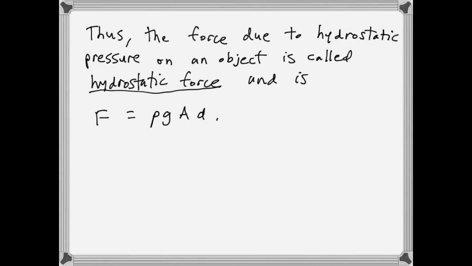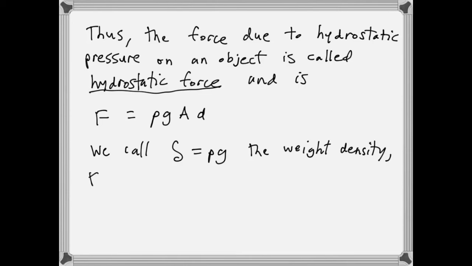Okay, now this rho g, we actually have a name for the product of those two things. We call it delta, a symbol that we use to signify rho times g. So if we call this the weight density, then the force is equal to delta times A times D.